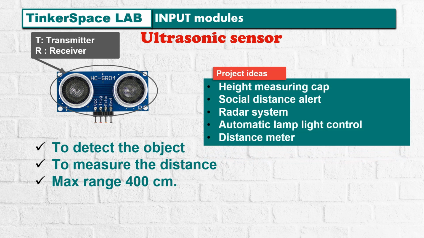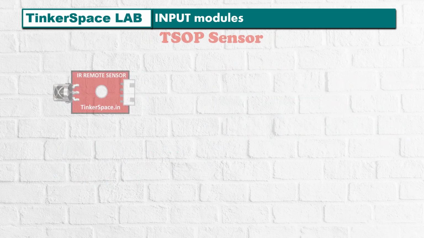Example project ideas are height measuring caps that tell you how tall someone is, social distance alert systems to ensure people stay a safe distance apart, radar systems to detect objects, automatic lamp light control that turns on when someone is nearby.